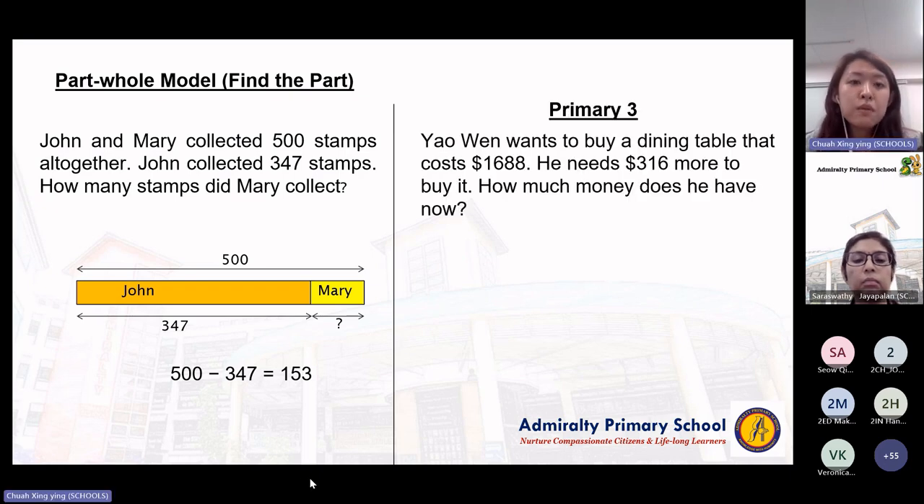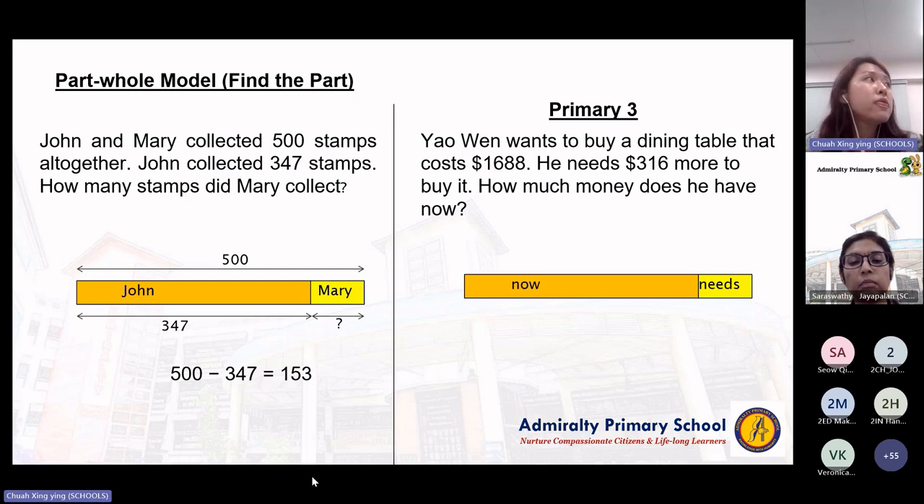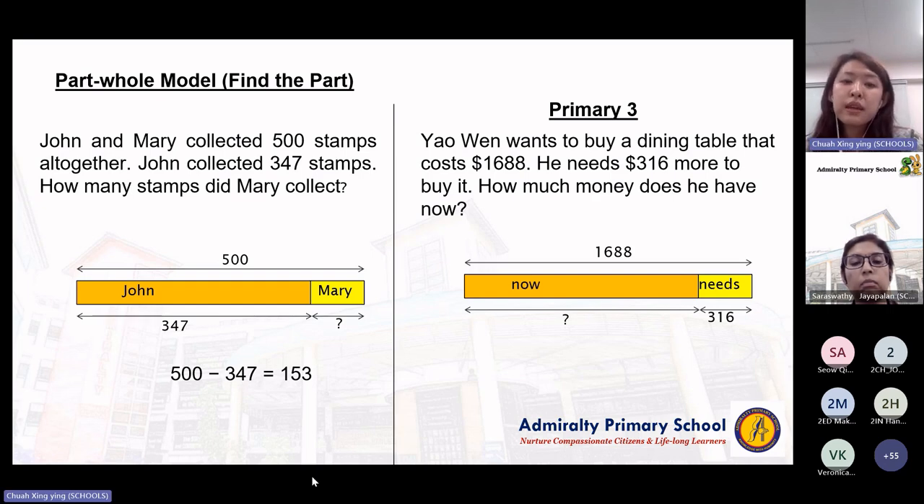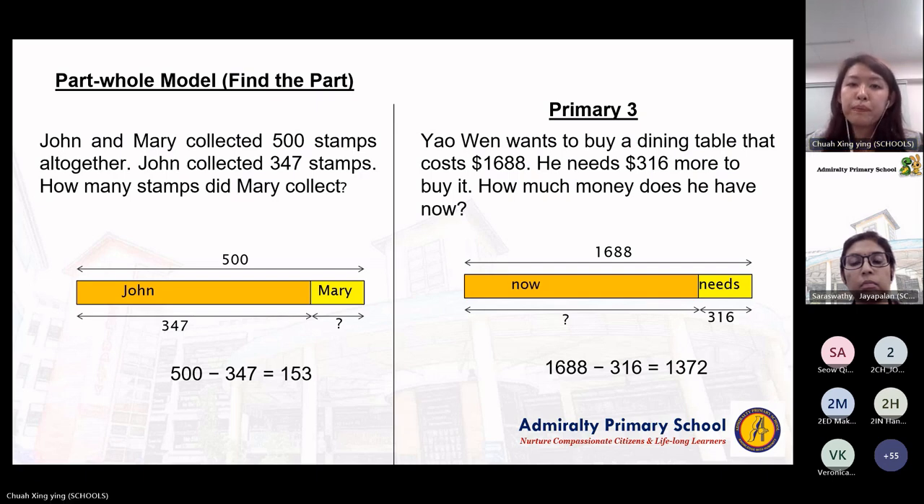In our next question, which is a primary 3 question, we have Yawen who wants to buy a dining table that costs $1,688. He needs $216 more to buy it. How much money does he have now? So our 2 parts are now and needs. He needs $216. We don't know how much he has now. That's what we want to find. We know the total is 1,688. So we subtract 316 from 1,688 to get 1,372.